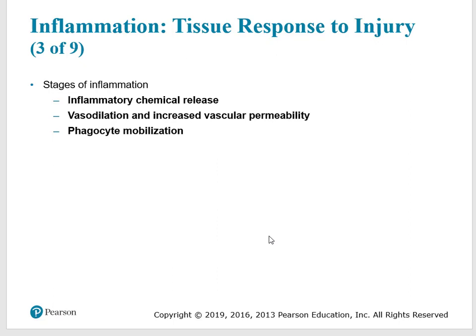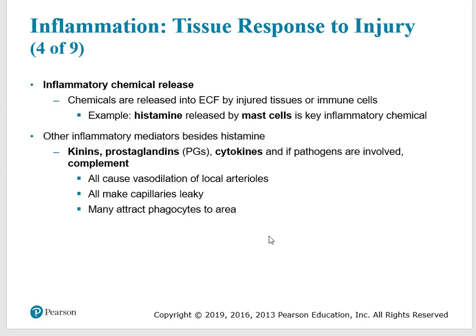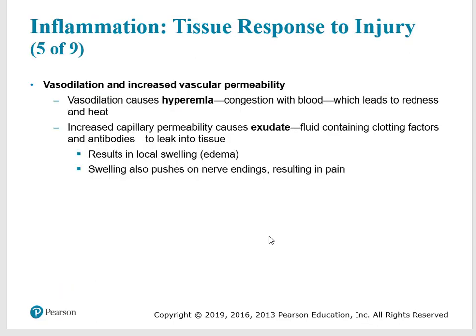Okay. So again, inflammatory chemical release, vasodilation, increased vascular permeability, phagocyte mobilization. So these are basically the stages of inflammation that we have. The chemical released is once again histamine, released by mast cells usually, and it's an inflammatory chemical. And then the other ones you have are kinin, prostaglandin, cytokines, and all of those. It doesn't matter which one, it causes vasodilation and locally causes the capillaries to become leaky, and that attracts phagocytes to that area. Phagocytes can easily seep out and eat up everything.